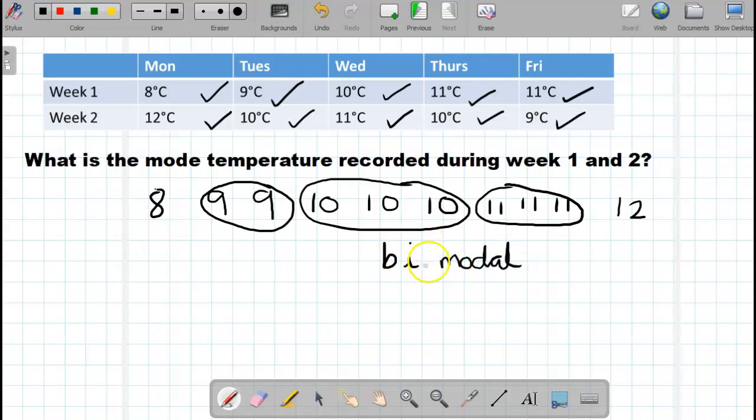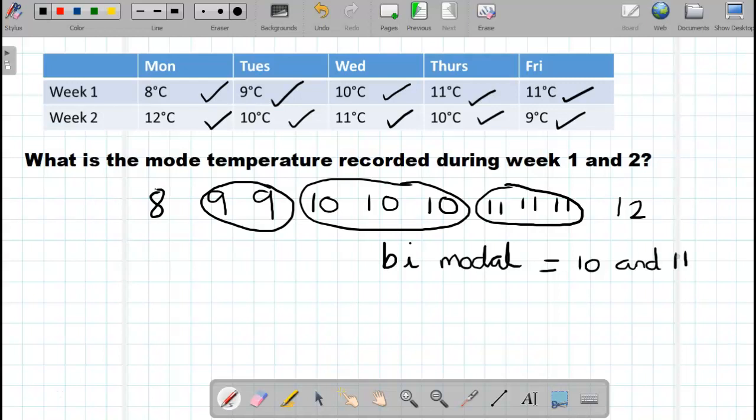Bi is usually used to describe when there's 2 of anything, like bicycle, 2 wheels. You can also have data that's trimodal, so a bit like triangle, 3 different modes. So this is bimodal. It has a mode of 10 and 11. They both appeared exactly the same amount of times. So don't be afraid if that happens. That is allowed. It's not that there's got to be one and you've got to choose it. You can be bimodal, you can be trimodal.